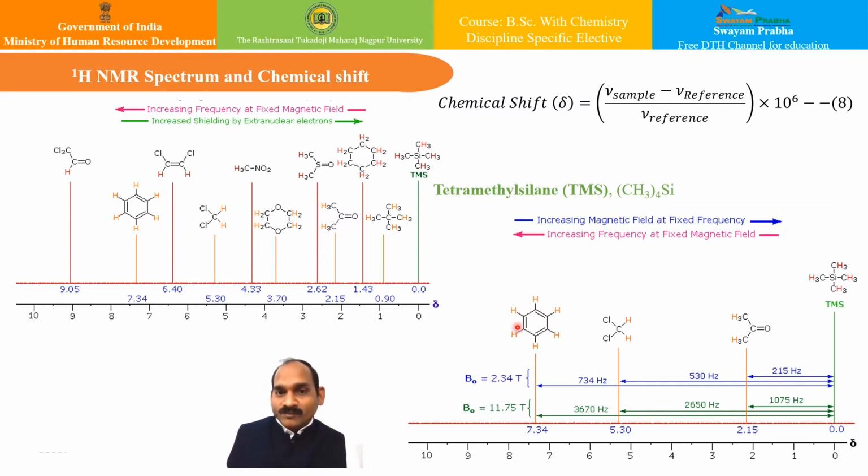So the multiplied number will be in terms of millions, because that denominator number will come up. If you can see over here, your frequency of sample minus frequency of reference upon frequency of reference, your shift will always be in terms of this 10 to the power 6 category, that is, it will always be in terms of millions. So this operation gives a locator number which is called the chemical shift.